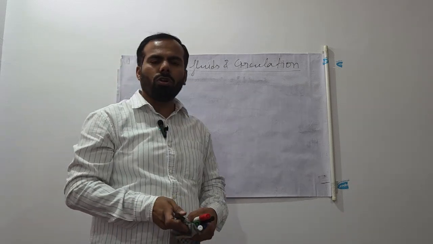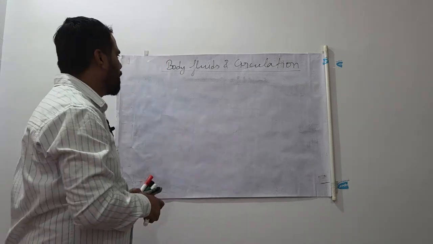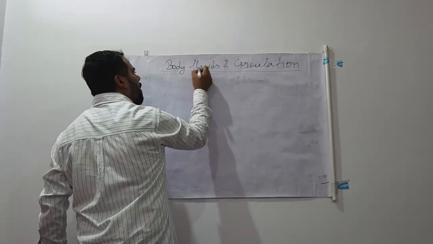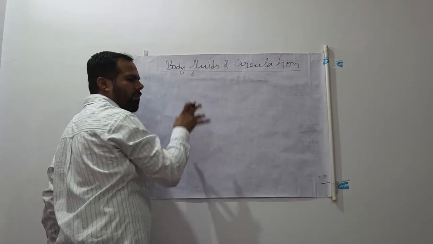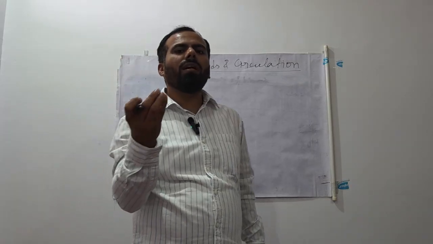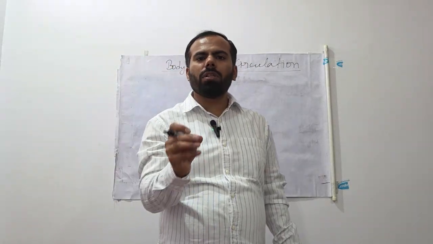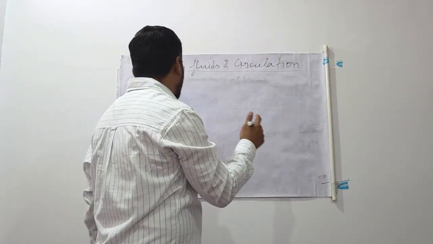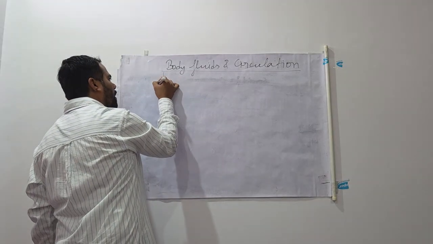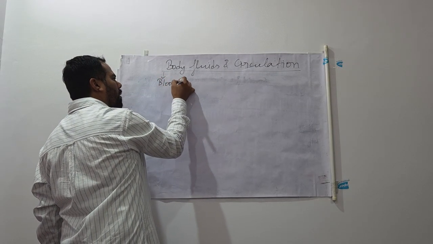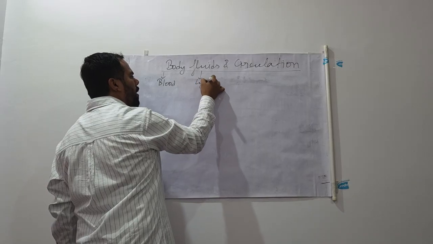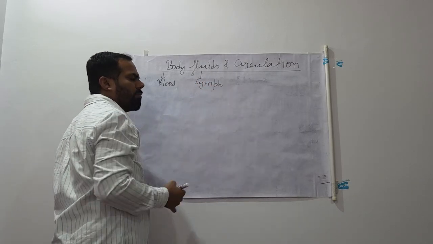Okay. First, I want to tell you what body fluids means. The fluids which are present in the human body are known as body fluids. In this chapter, we will discuss two fluids which I am writing here, that is blood, and the second fluid which is present in our body is lymph.